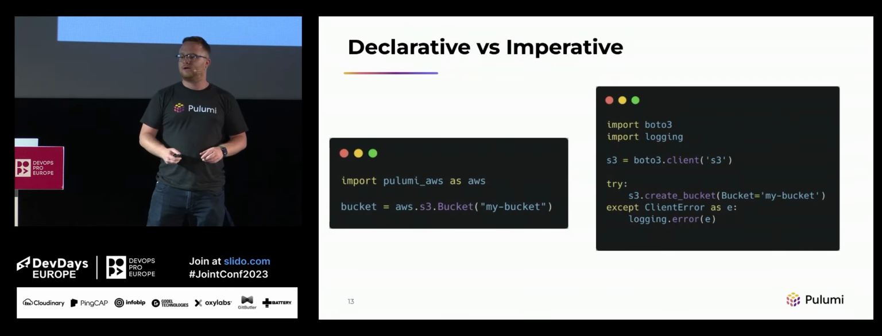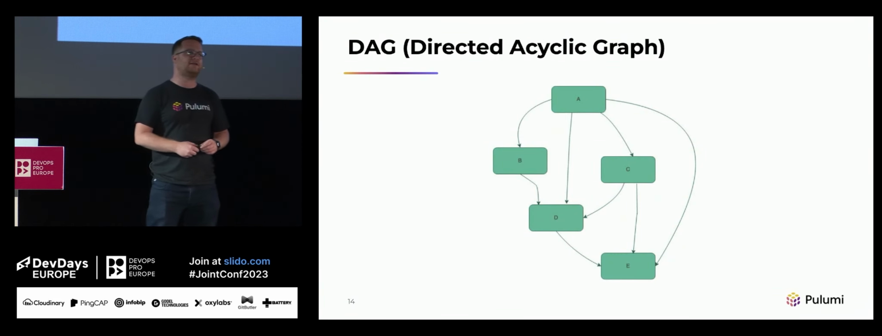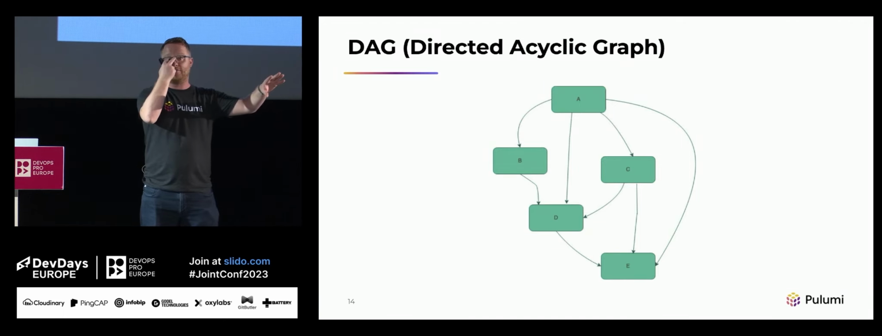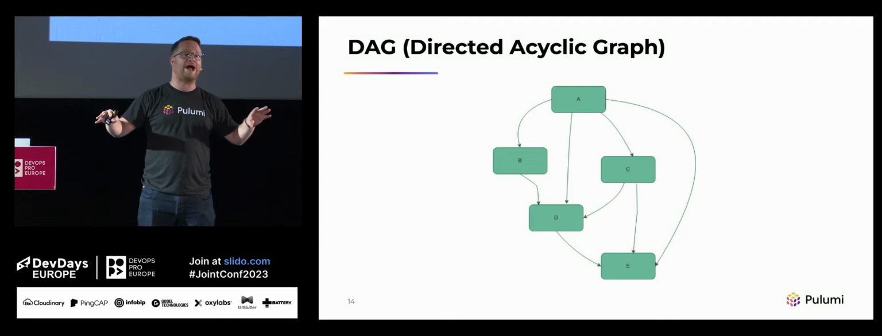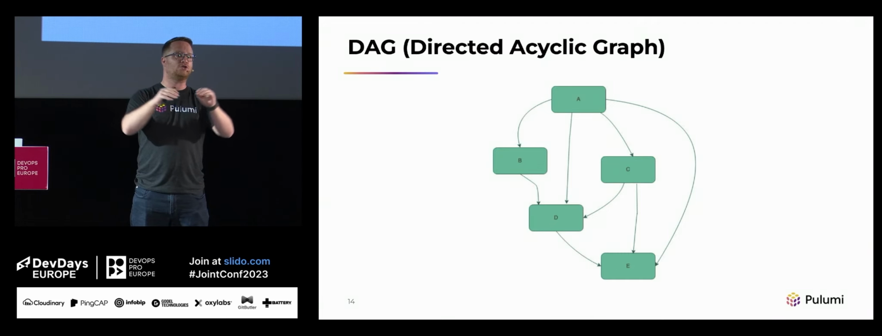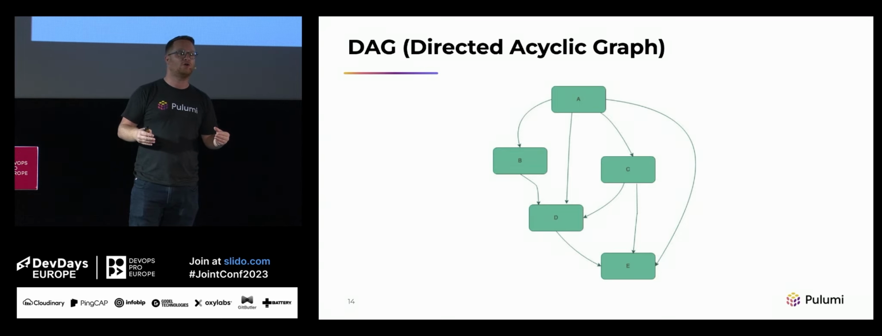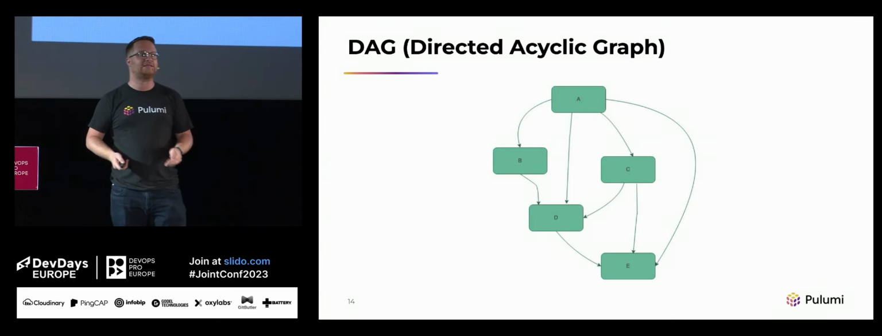So what is that? Well, this is a directed acyclic graph. It is a bunch of nodes in a graph, or a bunch of things in a graph, that will allow you to spin up infrastructure or create things in a specified order without you having to make decisions.